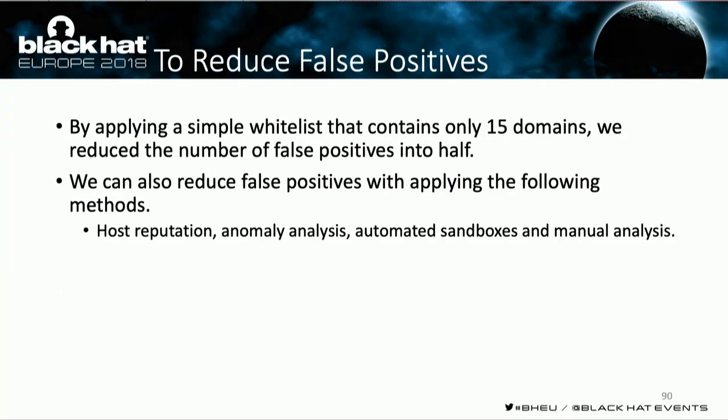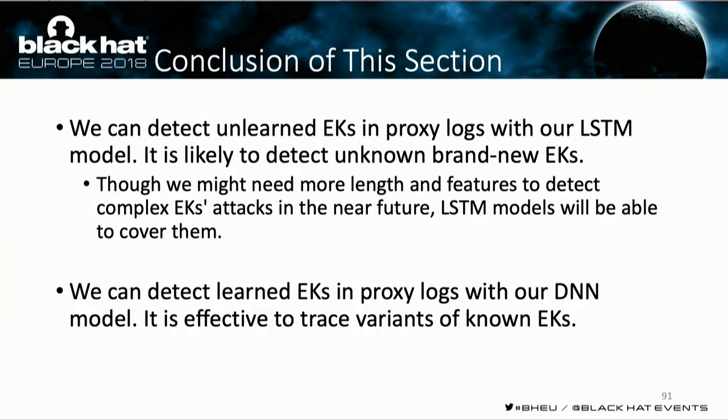And we could reduce the number of false positives by half by applying a simple whitelist that contains only 15 domains. We can also reduce false positives by applying host reputation, anomaly analysis, automated sandboxes, and manual analysis. In this section, we can detect unlearned exploit kits with our LSTM model. It's likely to detect brand new exploit kits. We can also detect learned known exploit kits with our DNN model. It's effective to trace variants of known exploit kits.